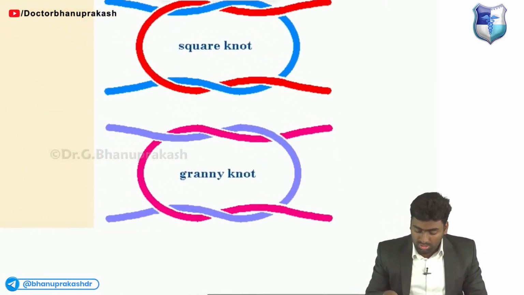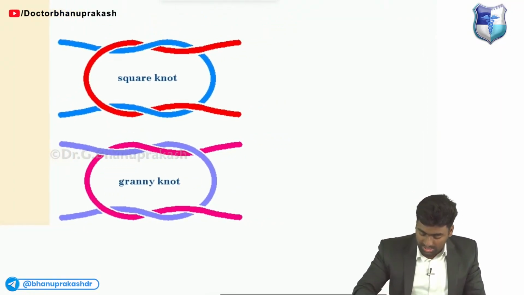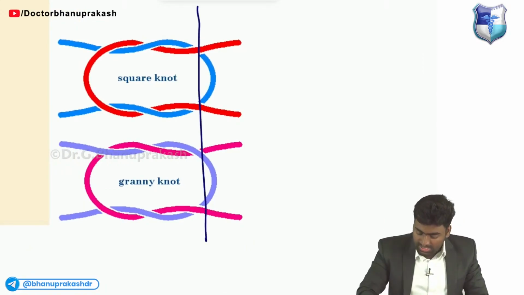Fine. And there are two knots. One is known as square knot, another one is known as granny knot. How will you differentiate these two knots? You just draw an intersecting line.